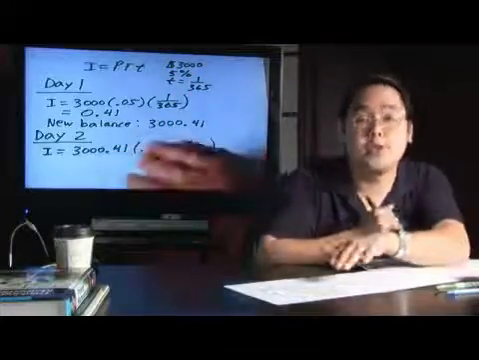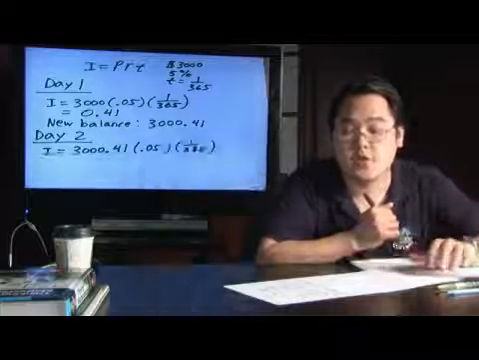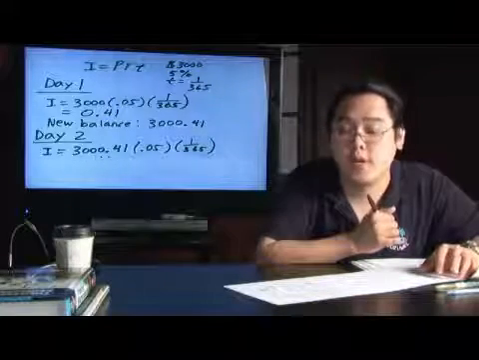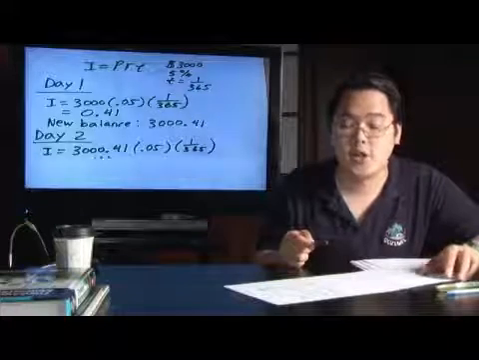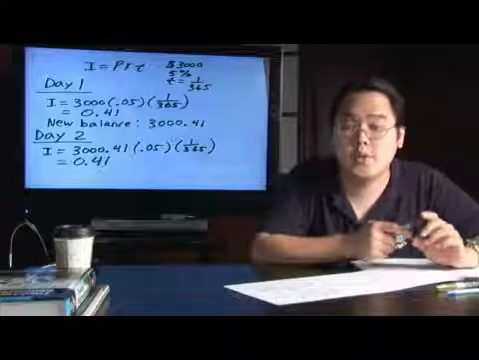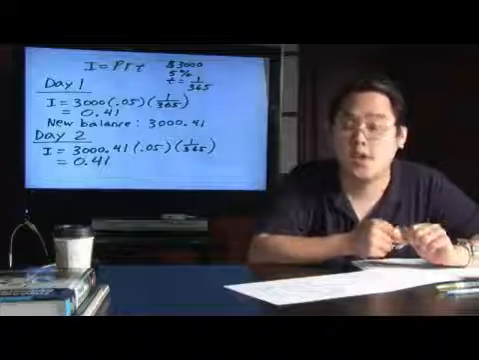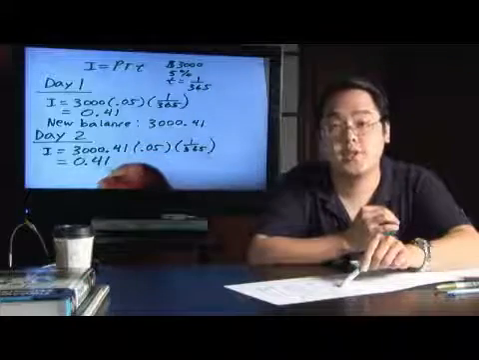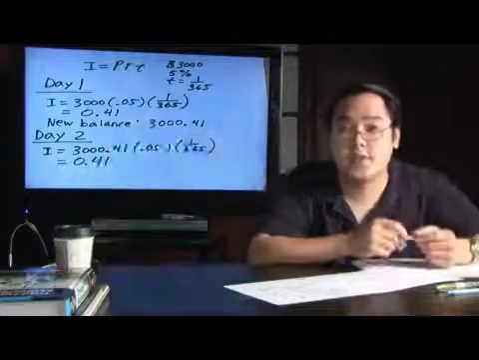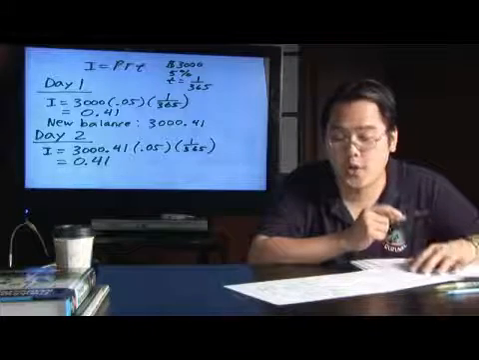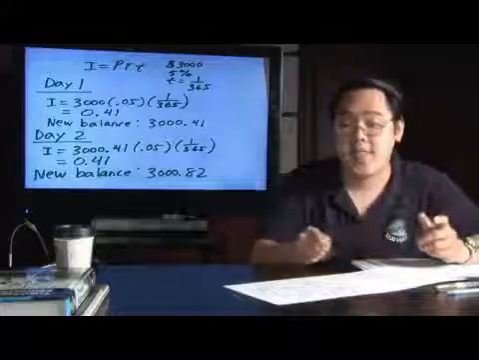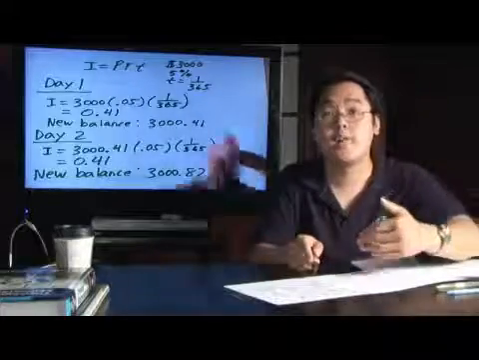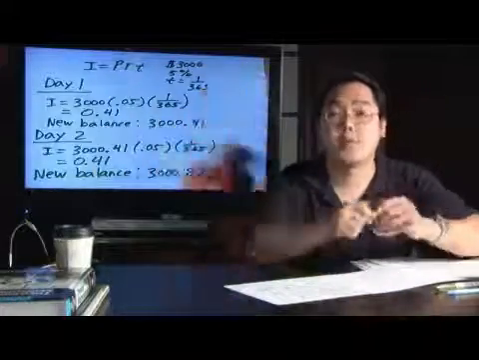So plug in the new balance in the simple interest formula, 3,000.41 times 0.05 times 1 over 365, and you will get, and this is strictly a coincidence, another 41 cents. You're going to take that 41 cents and add it to $3,000.41 for a grand total of $3,000.82, and that'll be the principal you will use for day three, and the pattern repeats itself.